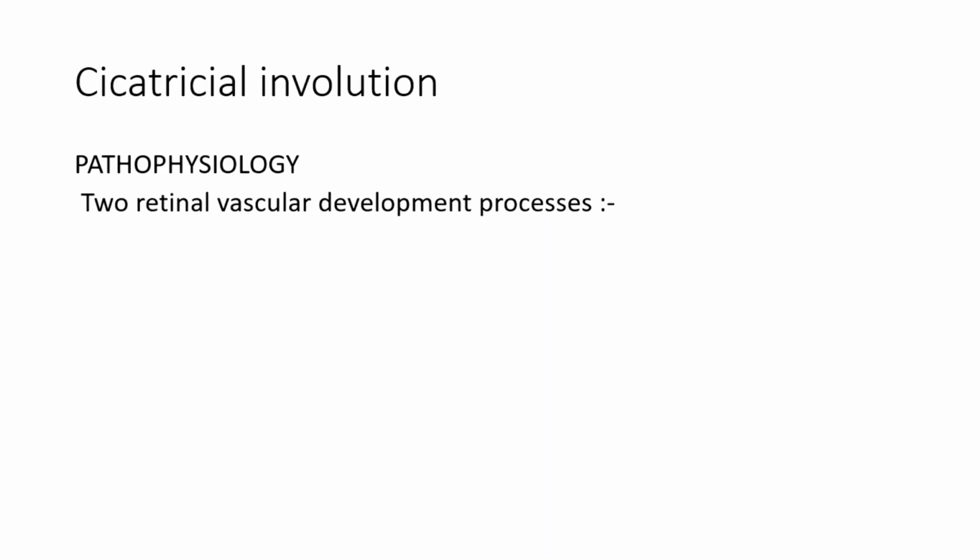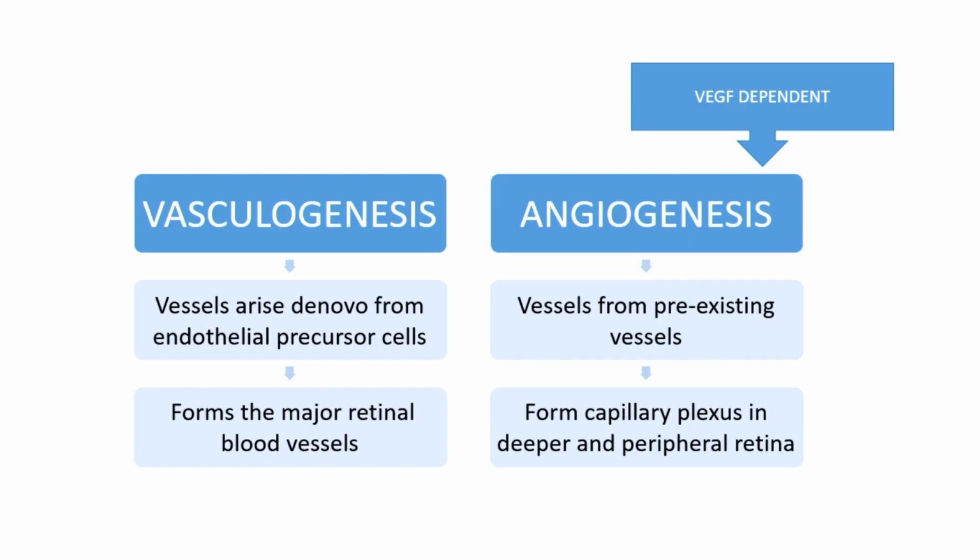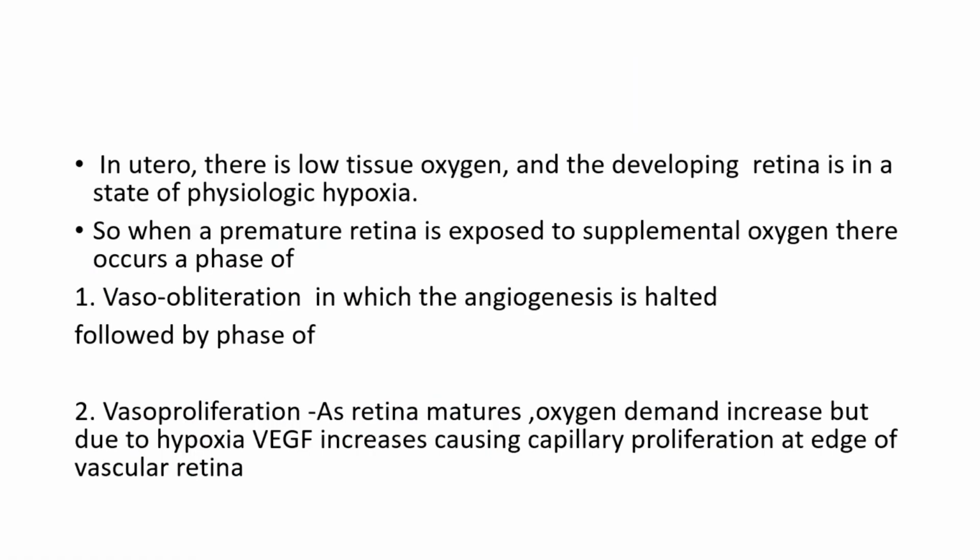So coming on to the last part, that is the cicatricial involution. What is the pathophysiology of this? The retina has two vascular developmental processes, that is vasculogenesis and angiogenesis, which is VEGF dependent. In vasculogenesis, the vessels arise de novo from the endothelial precursor cells and form the major retinal blood vessels. Whereas in angiogenesis, the blood vessels originate from pre-existing vessels and form the capillary plexus in the deeper and peripheral retina.